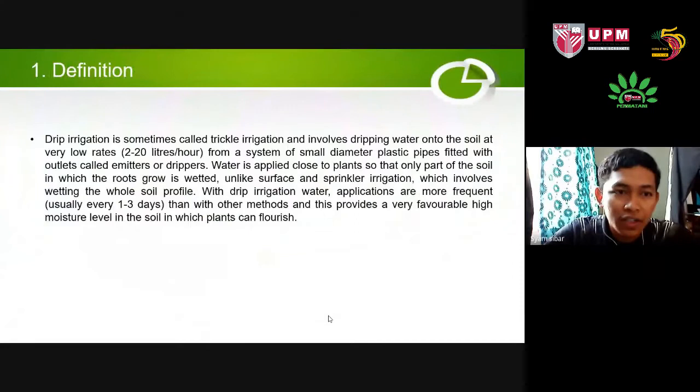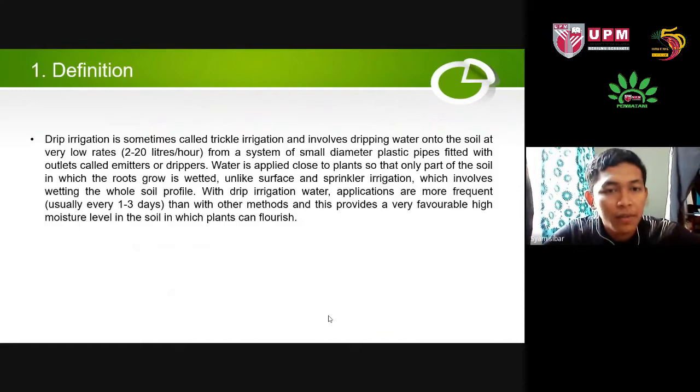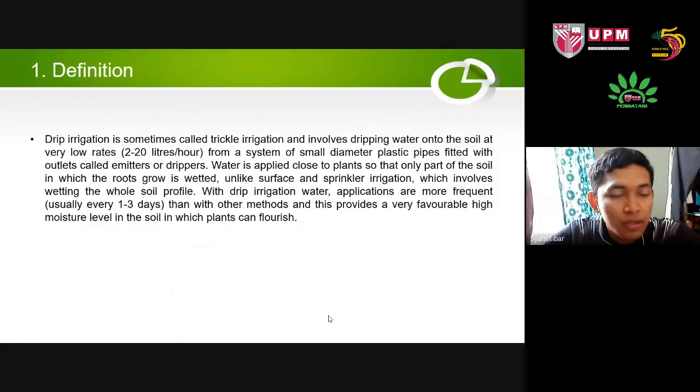So for the definition, I will read to you. First, drip irrigation is sometimes called trickle irrigation and involves dripping water onto the soil at very low rates. The rate is about 2 to 20 liters per hour from a system of small diameter plastic pipes fitted with outlets called emitters or drippers. Water is applied close to plants so that only part of the soil in which the roots grow is wetted, unlike surface and sprinkler irrigation, which involve wetting the whole soil profile.